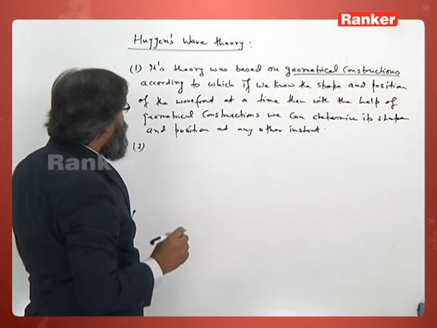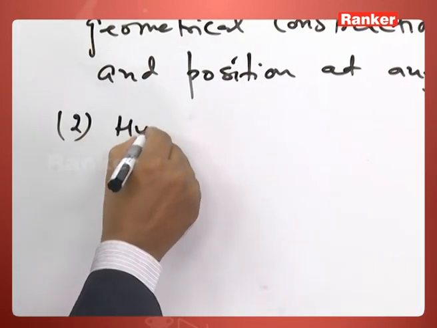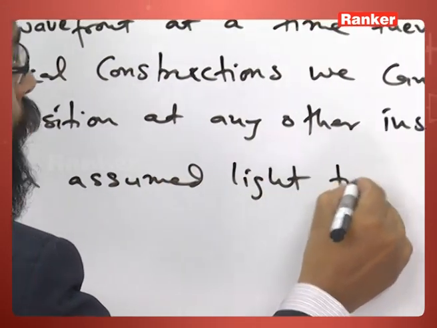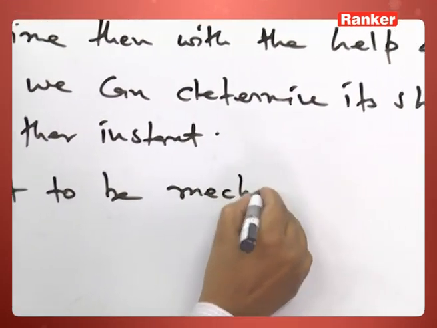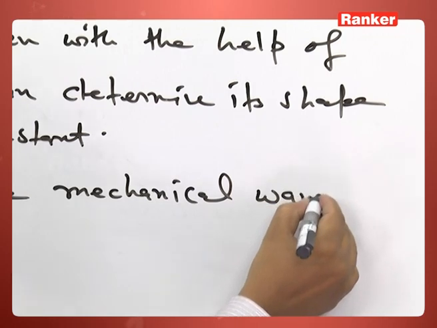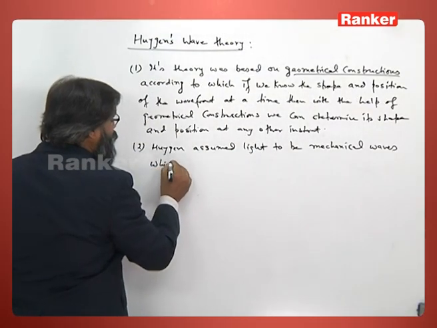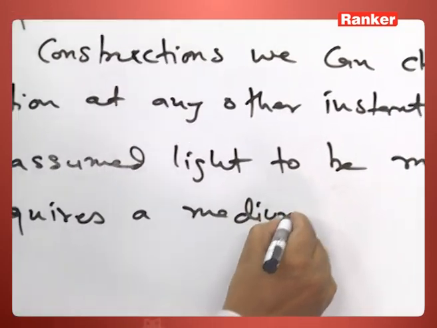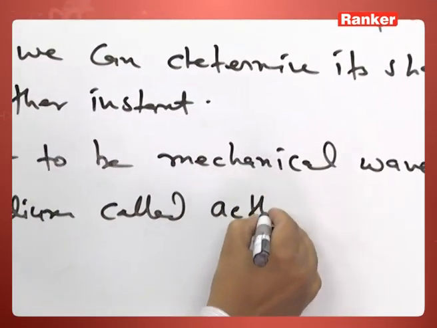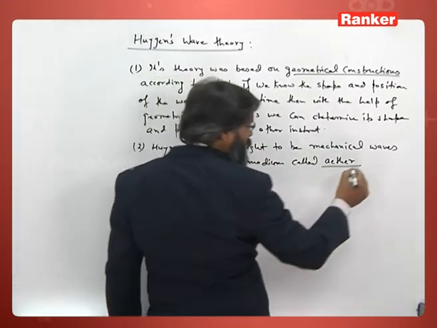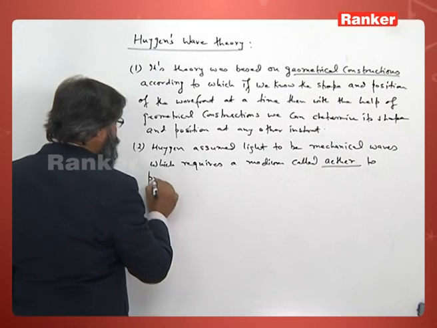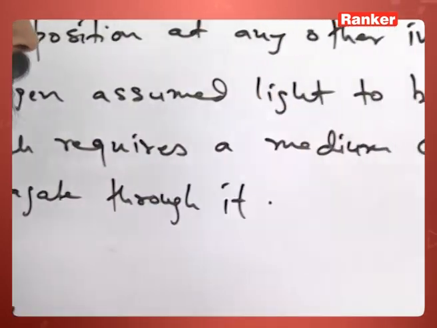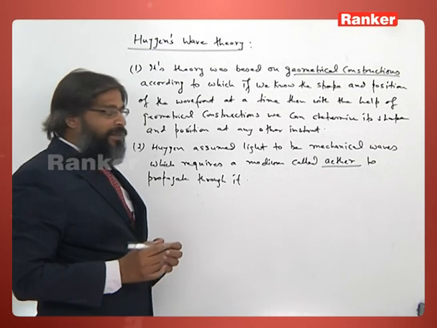Second point, Huygen assumed light to be mechanical waves which requires a medium called ether to propagate through it. What about the properties of this ether medium?